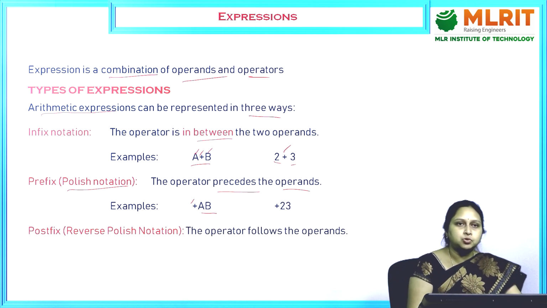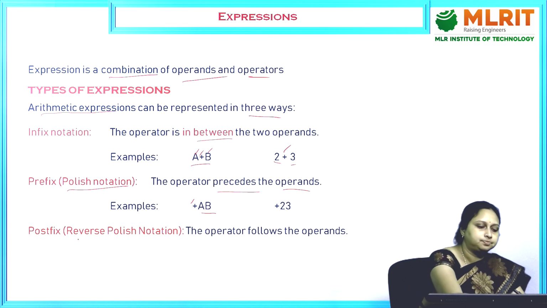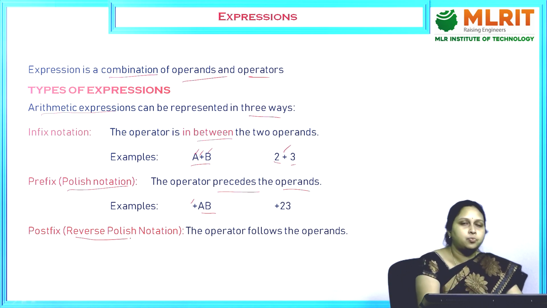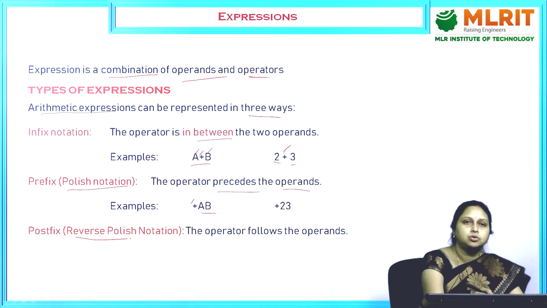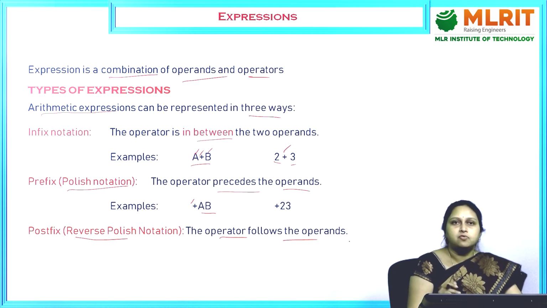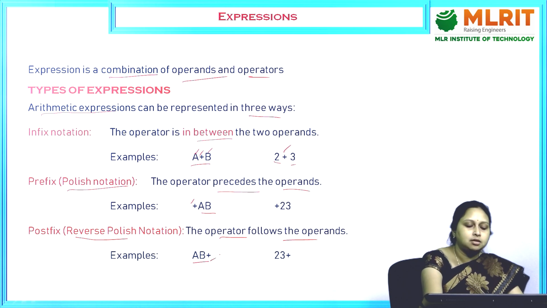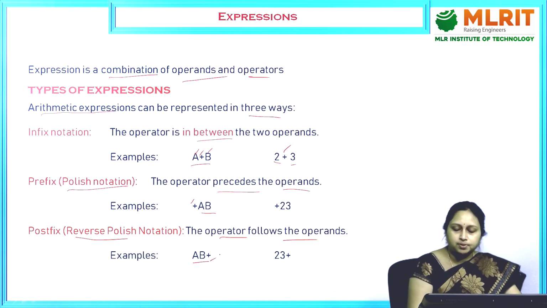Then we have the postfix expression, which is the reverse Polish notation. Right? In opposite to prefix, we represent it, that's why it is named reverse Polish notation. How do we define it? The operator follows the operands. That means first we have the operands, then an operator follows. That is 2, 3 plus or AB plus. This is how we represent the postfix expression.